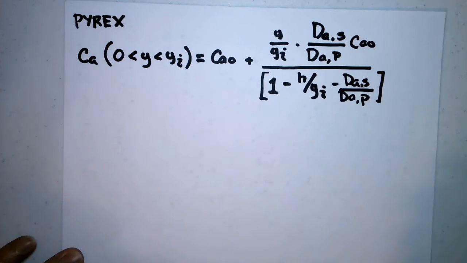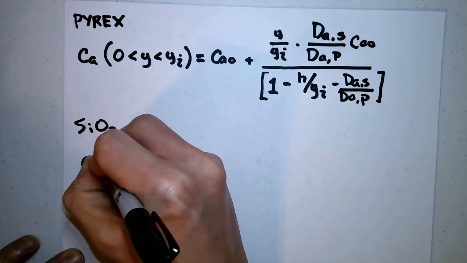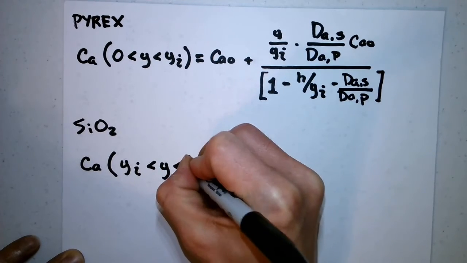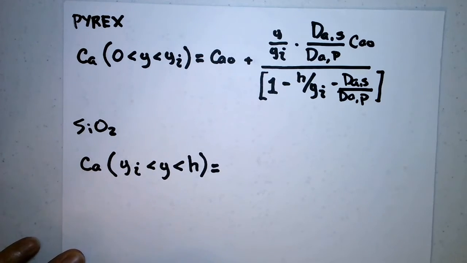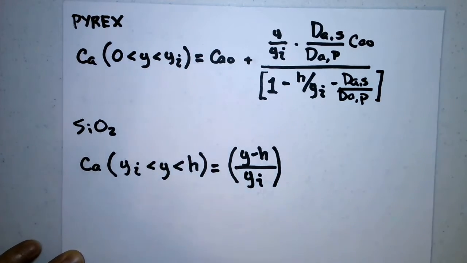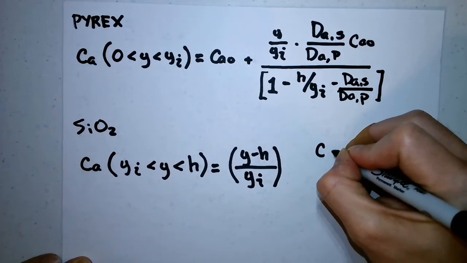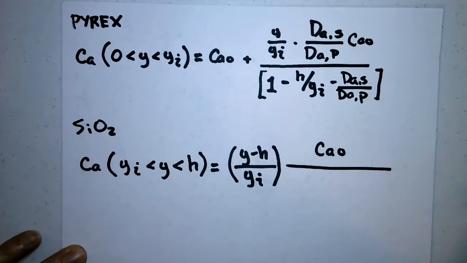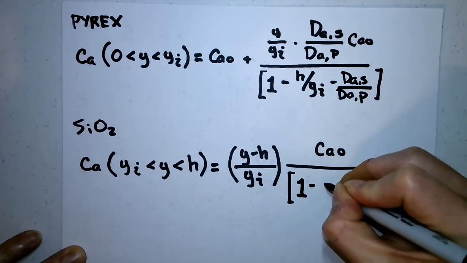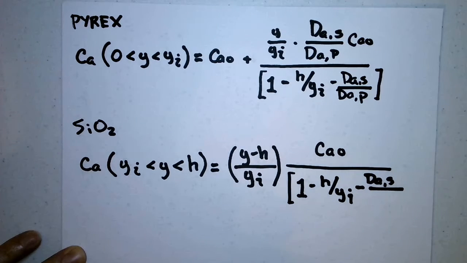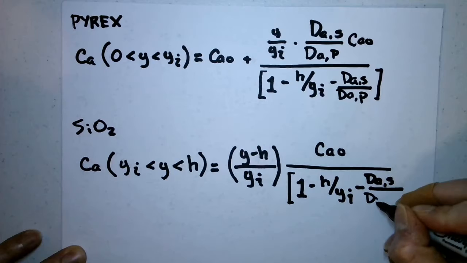But in the silicon dioxide, we will have, let's see, this function is going to be the concentration from the interface as we move along in Y up to the thickness of H equals Y minus H over Yi, the interface thickness, times CA0, all over the same denominator that we have in the concentration of the Pyrex here: 1 minus H over Yi minus the diffusion coefficient of helium through silicon over the diffusion coefficient of helium through Pyrex.